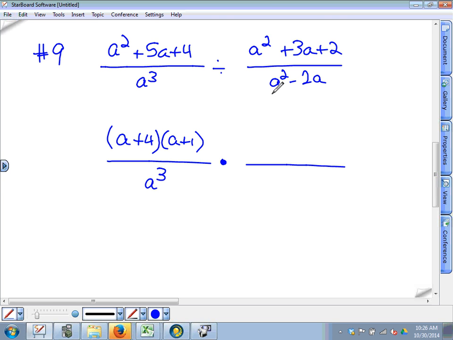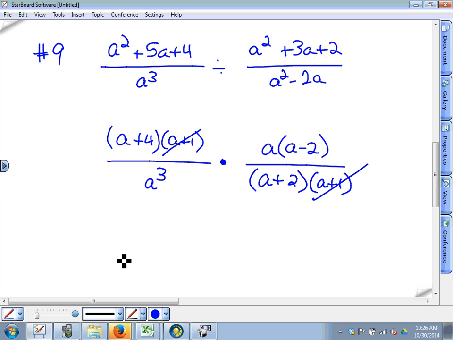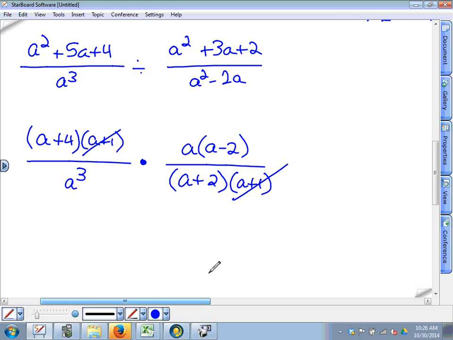So this a squared minus 2a actually moves up to the top and you factor out an a. So it's a times a minus 2. And then this a squared plus 3a plus 2 comes down to the bottom as a plus 2 times a plus 1. Now you cross cancel an a plus 1. And one other thing that I think most of you caught, this a times a minus 2, since it's separated by a multiply, you can cross off this a with one of these a's down here.